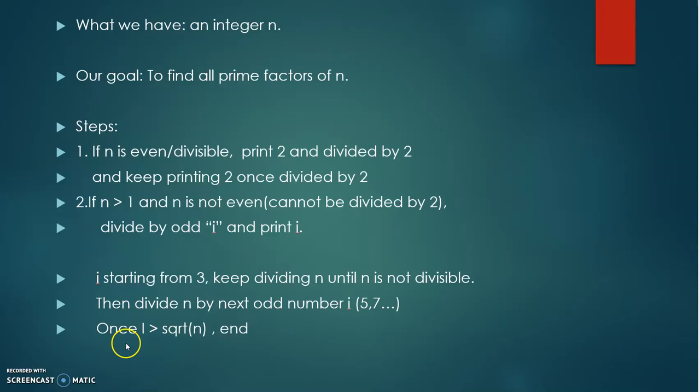And once I is bigger than the square root of n, we end the process. What it means is, for example, say the square root of n equals 4, and we start dividing n from 3. 3 is smaller than 4, so we keep doing that, and we divide it by 5, and it's bigger than the square root of n, which is 4, so we end the process from there.